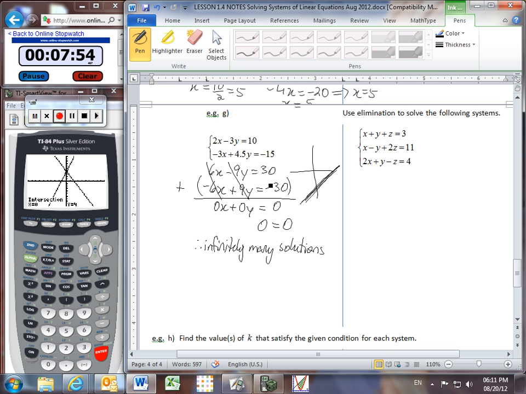And if we've got infinitely many solutions, let's describe the solution set as all values x, y, such that 2x minus 3y is equal to 10 is the rule that all of our solutions x, y have in common.